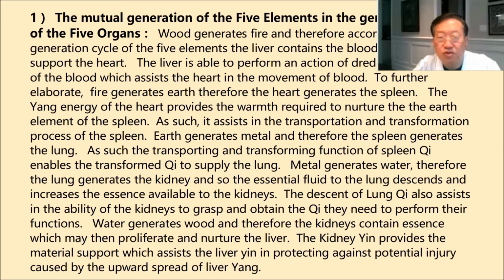The mutual generation of the five elements in the generation cycle of the five organs. Wood generates fire, and therefore, according to the generation cycle of the five elements, the liver contains the blood required to support the heart. The liver is also able to perform an action of dredging and draining the blood, which assists the heart in the movement of blood.